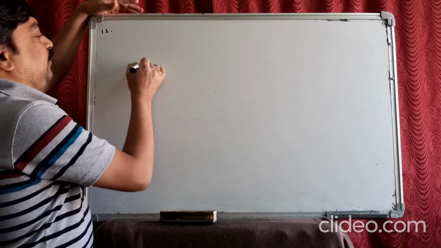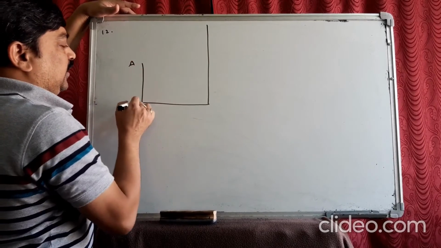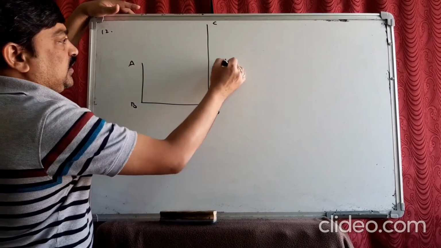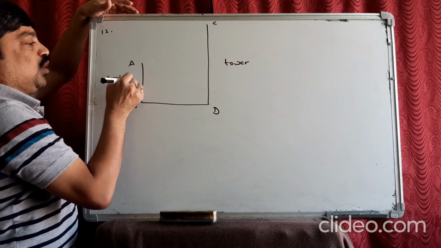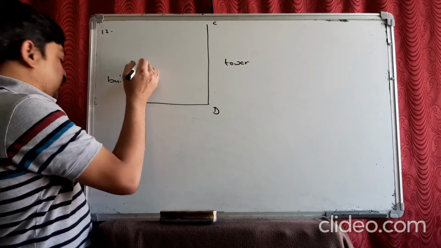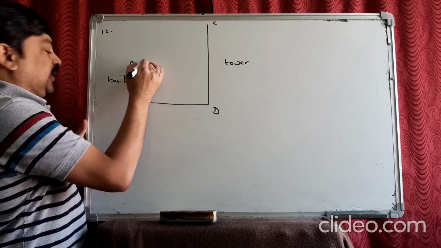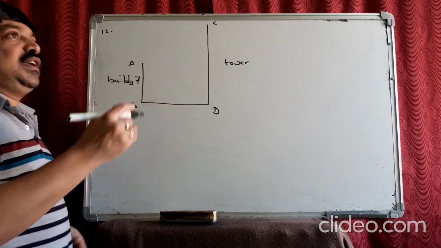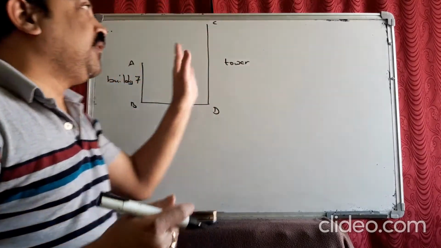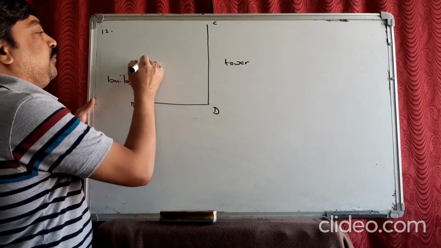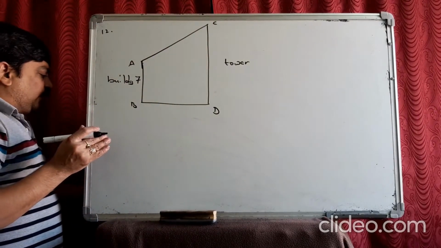Say there is a building here and there is a tower here. CD is a tower. This is a tower and this is the building. Why is the building small? I tell you. Because this is a 7-meter height building, and from its top he is observing the angle of elevation. That means the tower should be taller than the building. So from the top of the building, the angle of elevation is 60 degrees.